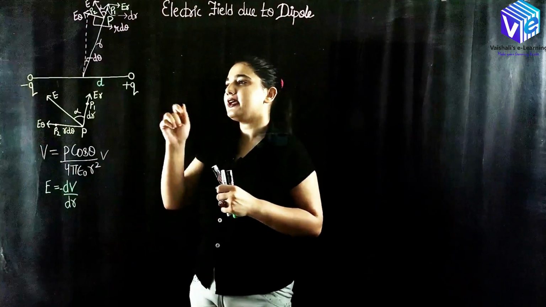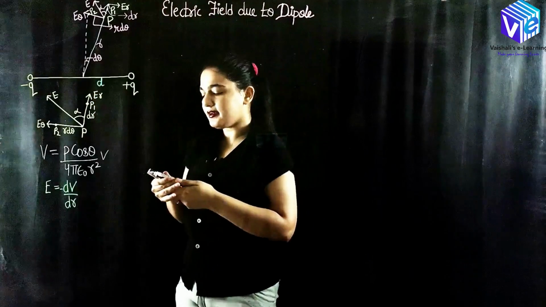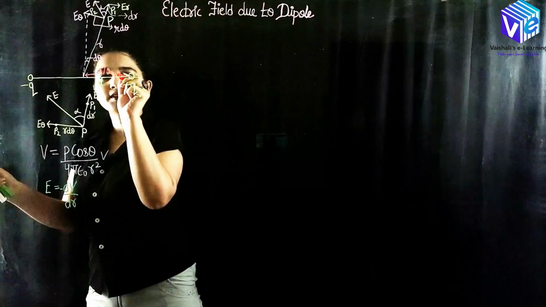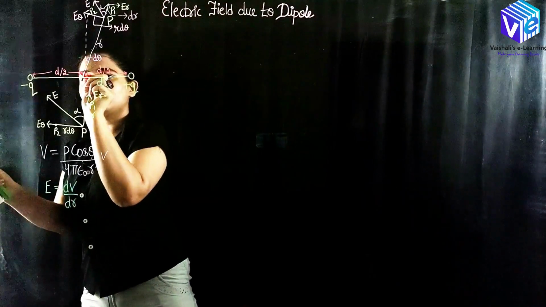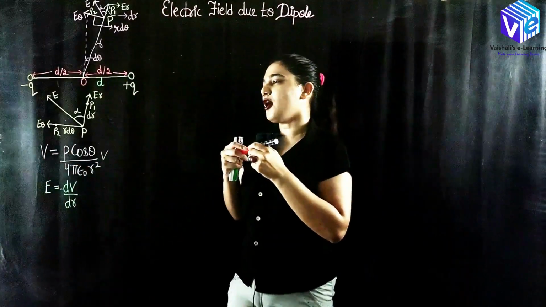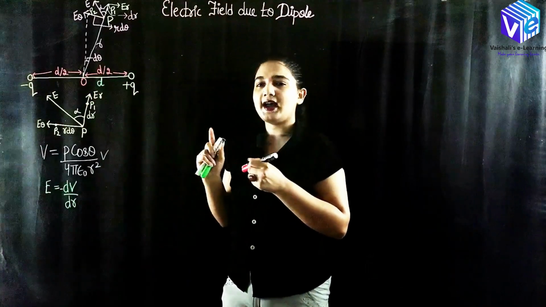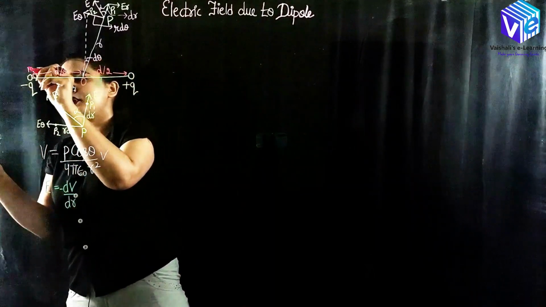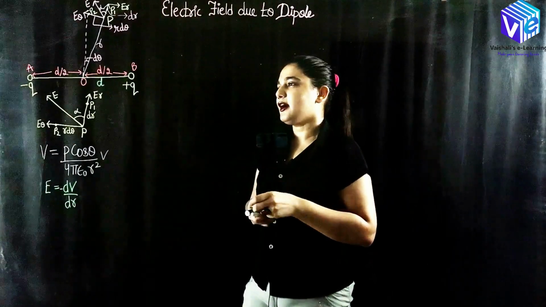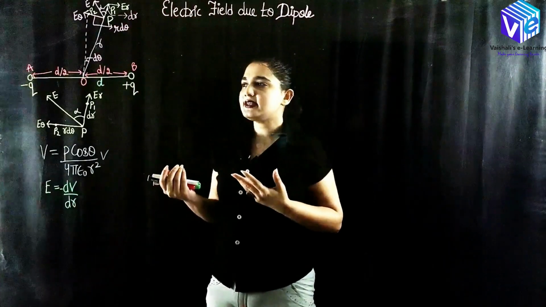Now look at the point P. The point P is distance r from the center of the dipole. So here we have d by 2 distance and d by 2 distance. Let's suppose this is my point O, and from the charge plus q to O I have d by 2 distance, and from minus q to O I have d by 2 distance. Let's take these points also: these points are my point A and point B. Now we have this point P and the distance OP, we know it is R.